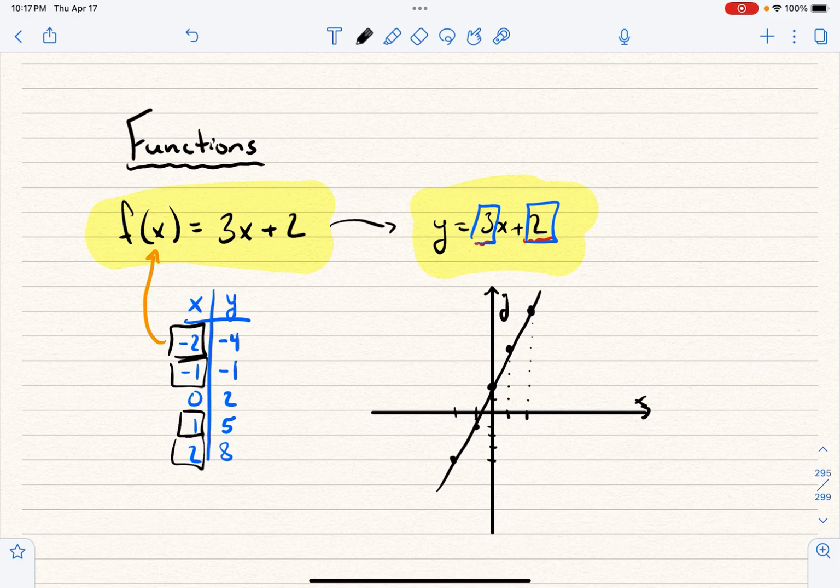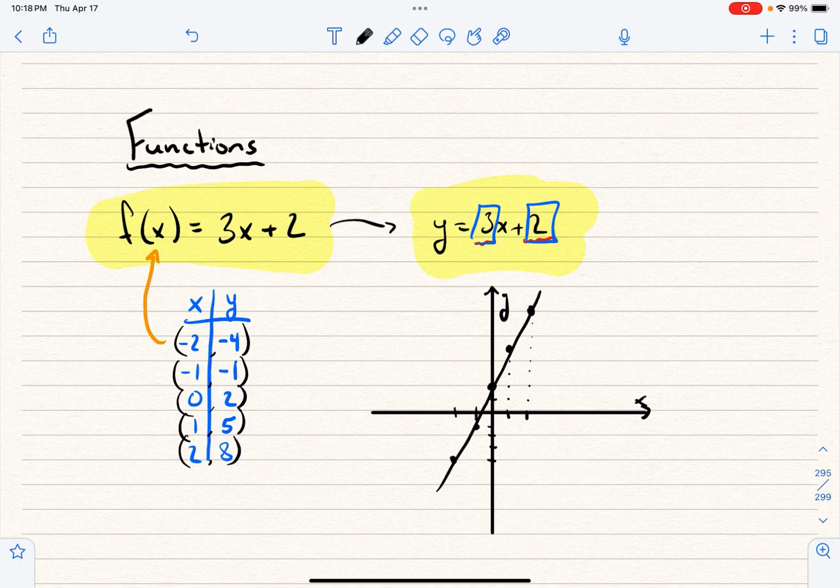We have inputs. We plug those inputs into a function. We get outputs. When I'm referring to outputs, I'm referring to the y values. We get outputs, and we can plot them because we see all of these not as just two separate values, but as ordered pairs. Remember, these are like points. That's all we're doing. So that's the point (0, 2). This is the point (1, 5). This is the point (2, 8). All right? Okay. Could not be easier.